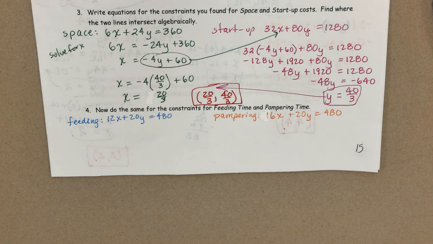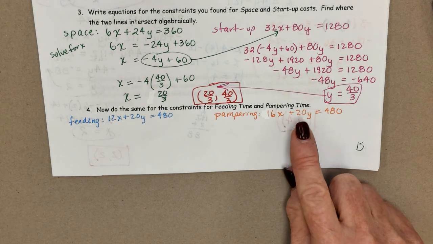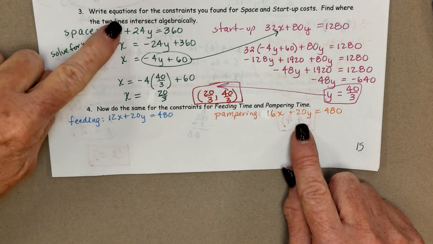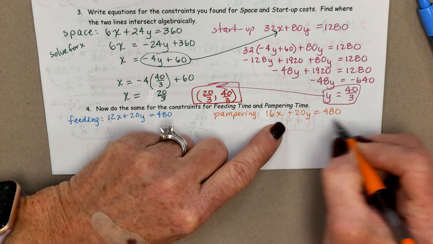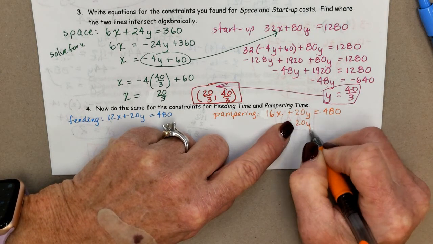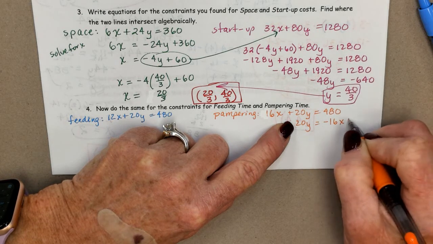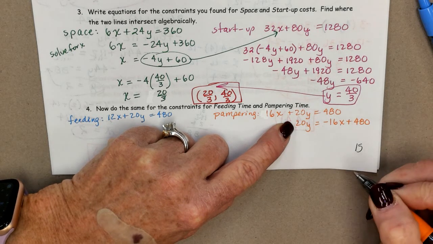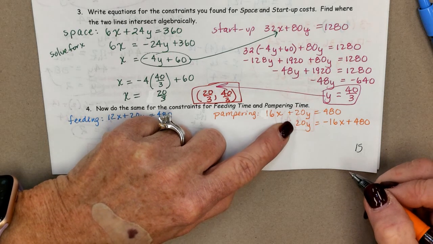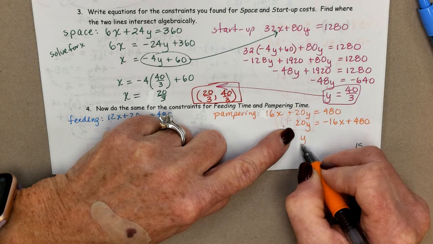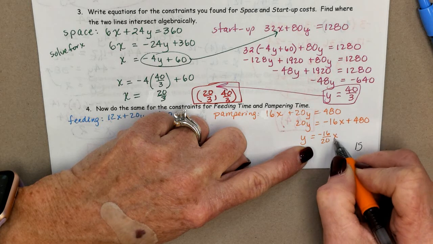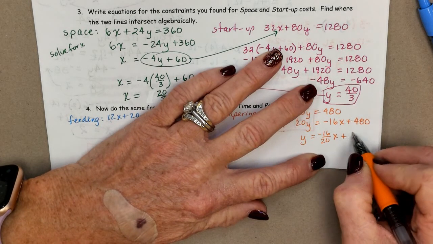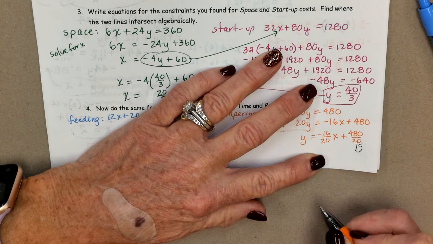Either one. Got to solve for x or solve for y. Let's come over here to this one and let's solve for y just to mix things up, because the last one we solved for x first. So this one, let's solve for y. So we're going to minus the 16x to both sides. 20y is negative 16x plus 480. Divide everything by 20. This is negative 16 over 20 times x plus 480 over 20.